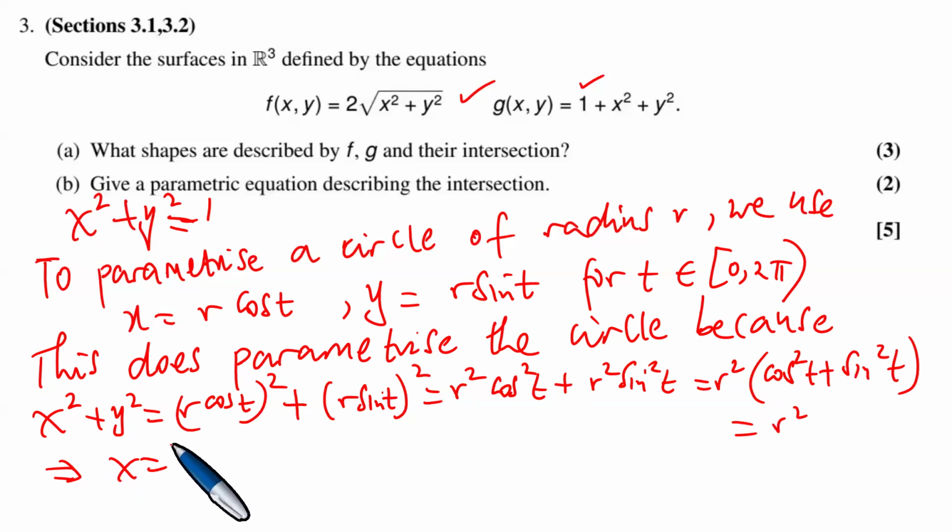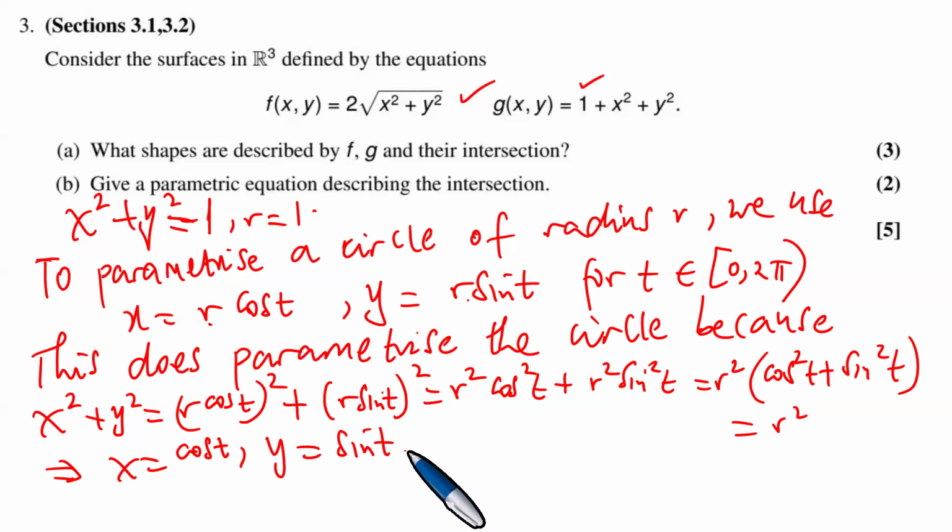So because this is equal to 1, it means that the radius is 1. If the radius is 1, then you put 1 in the place of r, so x equals cosine t, and y equals sine t. And our t is between 0 and 2 pi, going round. This is because we're supposed to give a parametric equation describing the intersection.